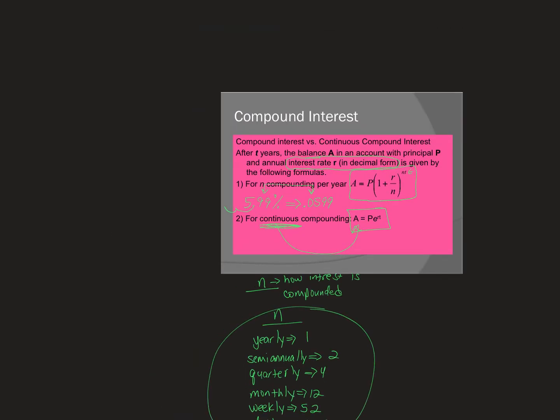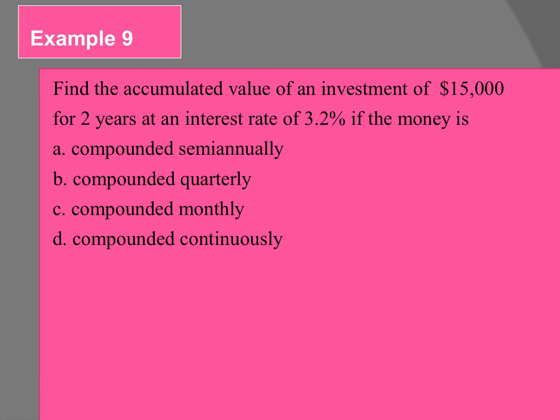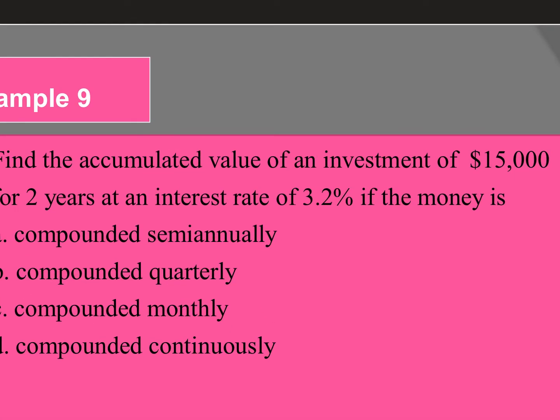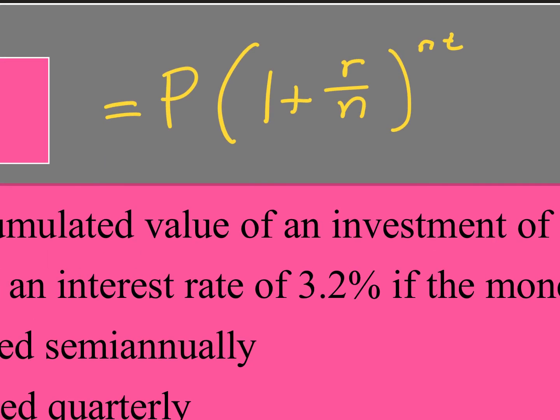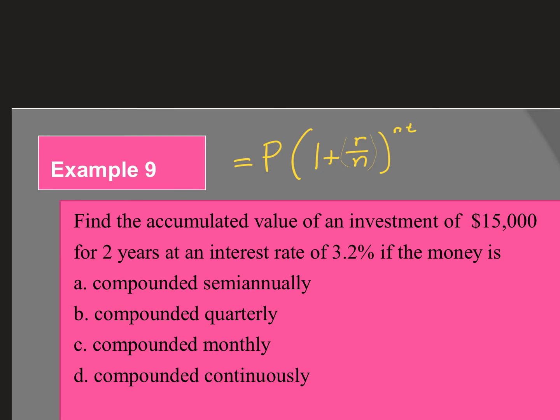So let's do this example, and we're going to do it 4 ways. We're going to get 4 different answers using the same information. Now, if you don't know the formula, you don't remember it from Algebra 2, you're kind of like, I can't. So then write it down. It's principal times 1 plus r divided by n raised to the n times t. Now, I'm going to put my r and n in a parenthesis.